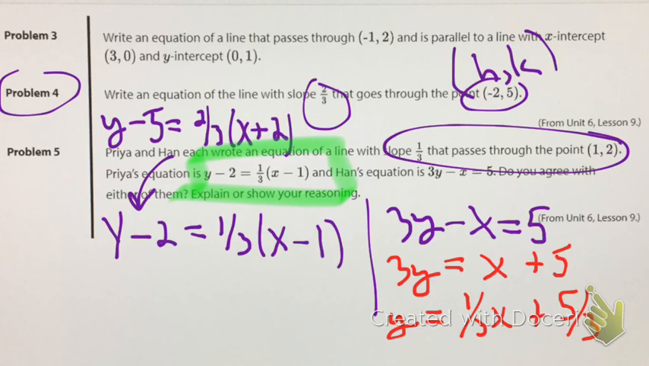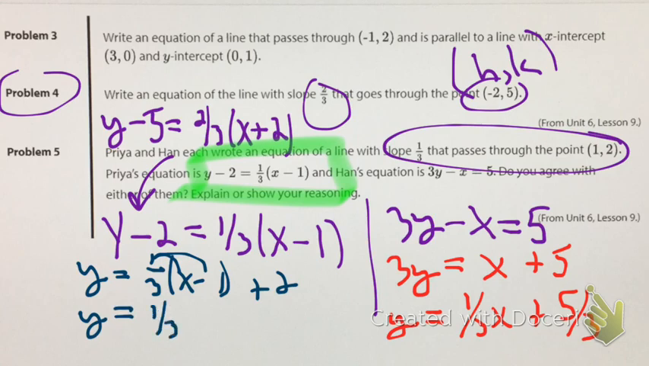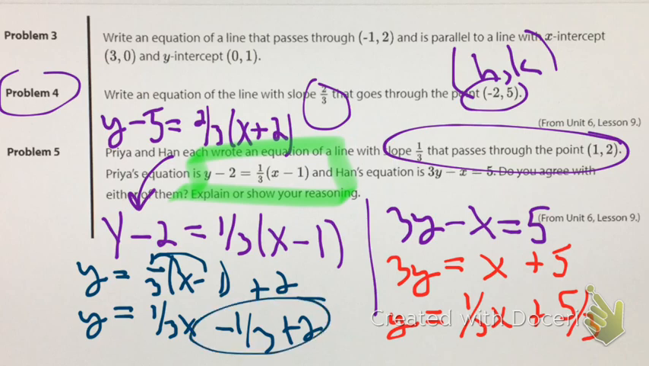Okay, and let's take the other side and do that same process. This is that idea of process. First of all, add 2 to both sides: y equals 1/3 x minus 1 plus 2. Then distribute your 1/3. So y equals 1/3 x, and that looks just like Han's equation. And then here you got minus 1/3 plus 2. Well, guess what? 2 minus 1/3, 2 is 6/3 minus 1/3, which is 5/3. So yes, they're both right.